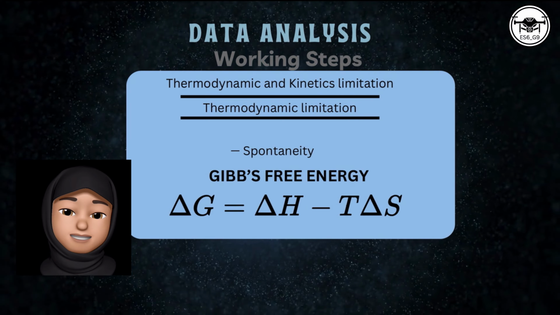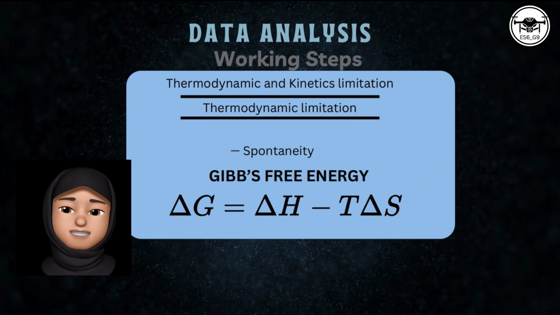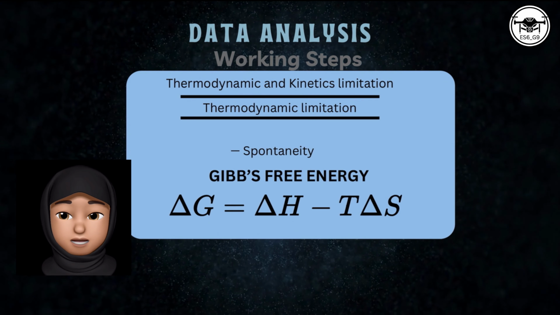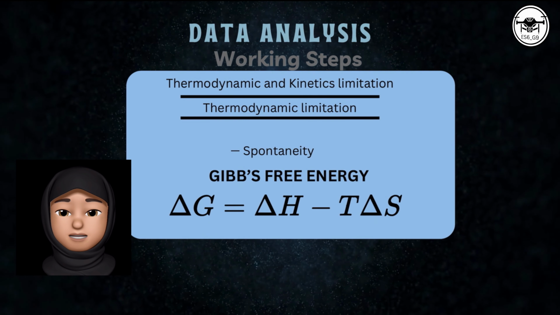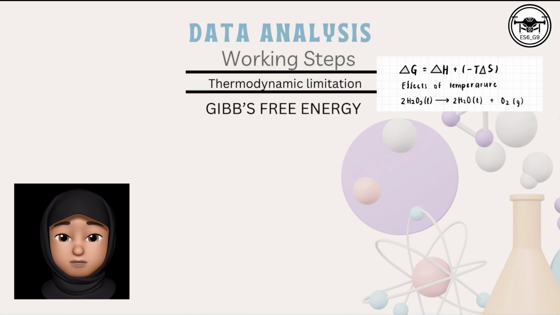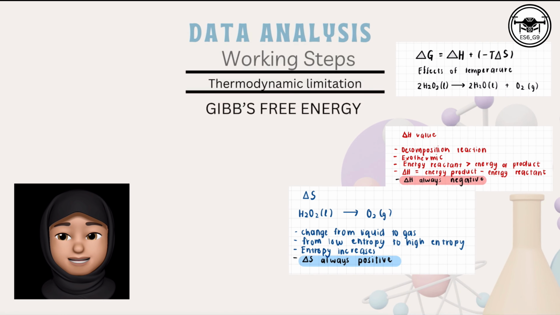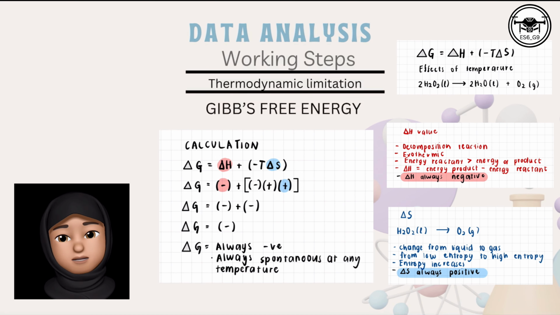Next up is the thermodynamics limitations. Thermodynamics talks about the spontaneity of the reaction. This could be figured out using the Gibbs free energy equation, which is delta G equals delta H, the enthalpy term, plus -T times delta S, the entropy term. Now that we have obtained all the needed parameters, we just have to substitute them into the equation. Delta H is negative while T and delta S are positive. It was found that the delta G value will always be negative. This means that the decomposition reaction of H₂O₂ will always be spontaneous at any temperature.